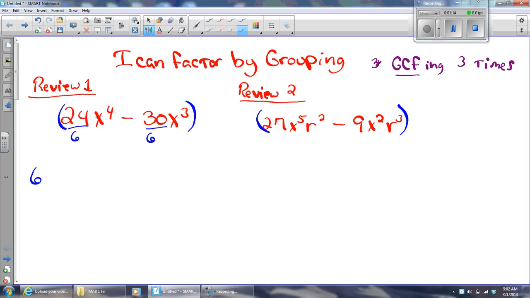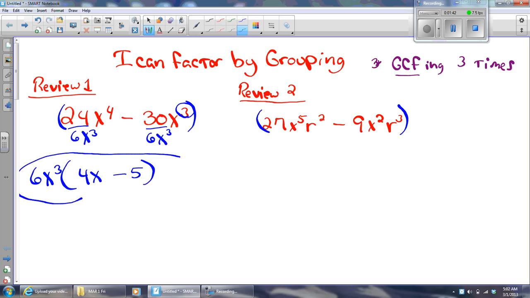Okay, and then my GCF of x to the fourth and x cubed, well, that's going to be the smaller of the exponents. It's going to be an x cubed. X cubed is common to both terms. So what's left here? Well, 24 divided by 6 is 4. X to the fourth divided by x cubed is x. 30 divided by 6 is 5. X cubed divided by x cubed, they cancel. There we go. We just GCF'd.